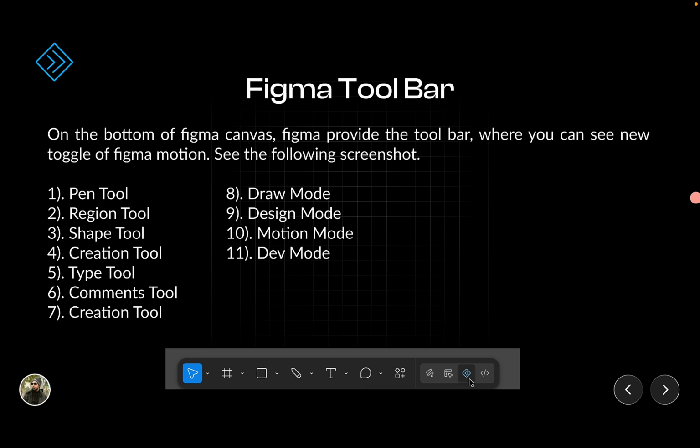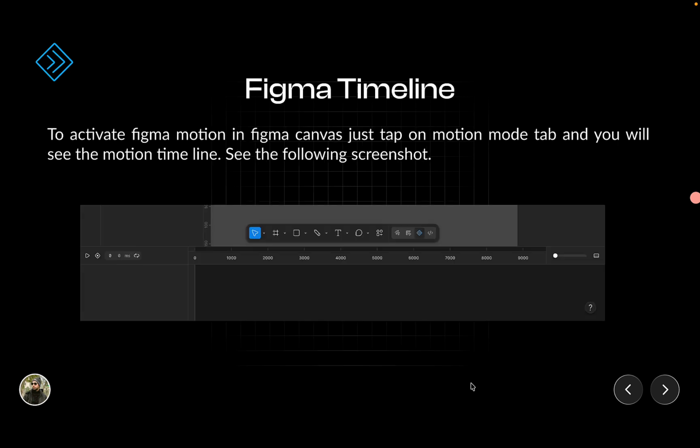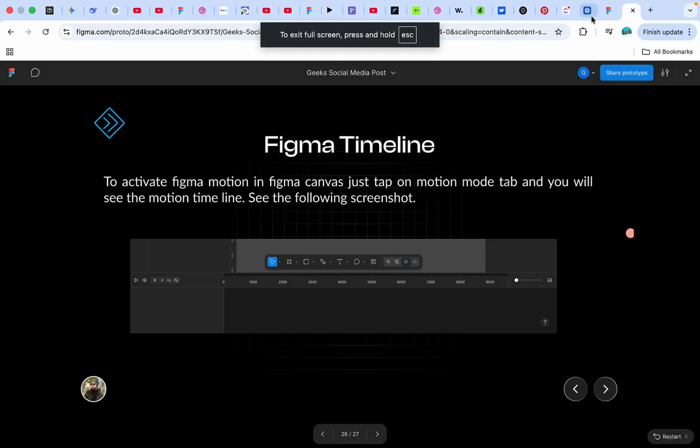In this toolbar you get tools like pen tool, region tool, shape tool, creation tool, type tool, comments tool, creation tool, draw mode, design mode, motion mode, dev mode, and here is the motion mode. To activate Figma motion in the Figma canvas, just tap on the Figma motion mode tab. You will see the motion timeline. See the following screenshot. Here you can see we have the timeline, and here is our motion mode. Follow me along and I will show you everything on the Figma interface.